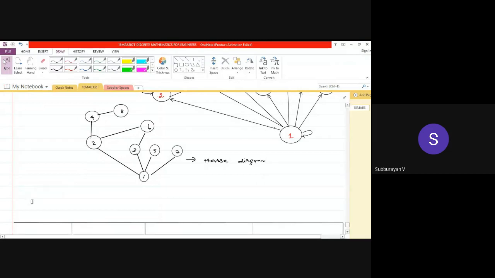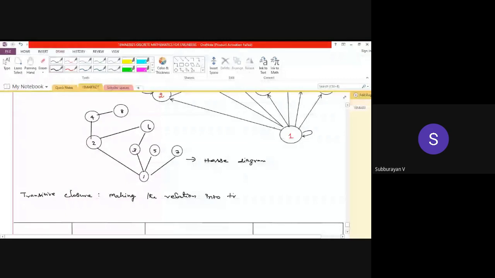What is the definition of a transitive closure? Transitive closure means making the relation into a transitive relation. So this is the transitive closure.